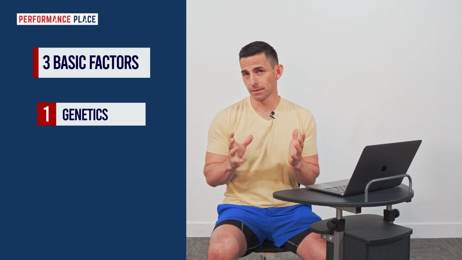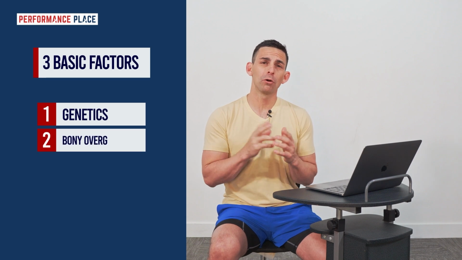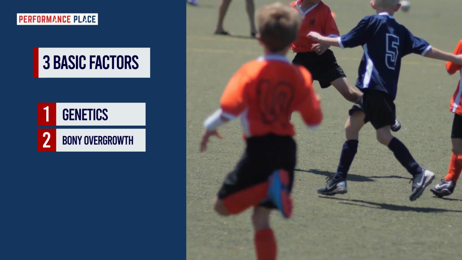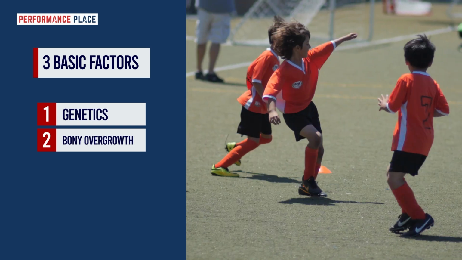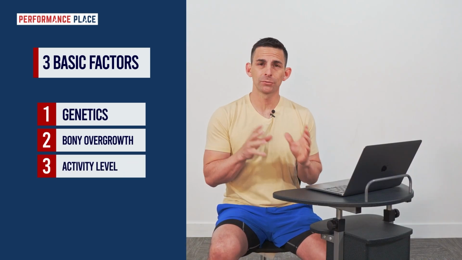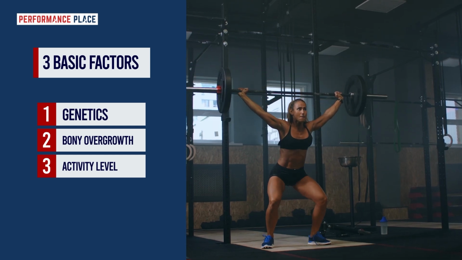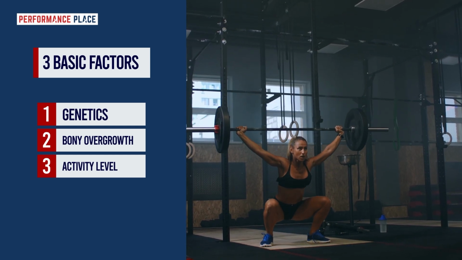What causes the bony changes with hip impingement? There are three basic factors. Number one is genetics. Some of you are more prone to having this than others, although we can't blame that entirely. Number two is bony overgrowth that happens during the time when the bones are maturing, such as when you're younger and starting to hit your growth spurts. Number three is your activity level during the time of skeletal maturity. People who are more active have a higher tendency of having bony overgrowth than ones that don't.